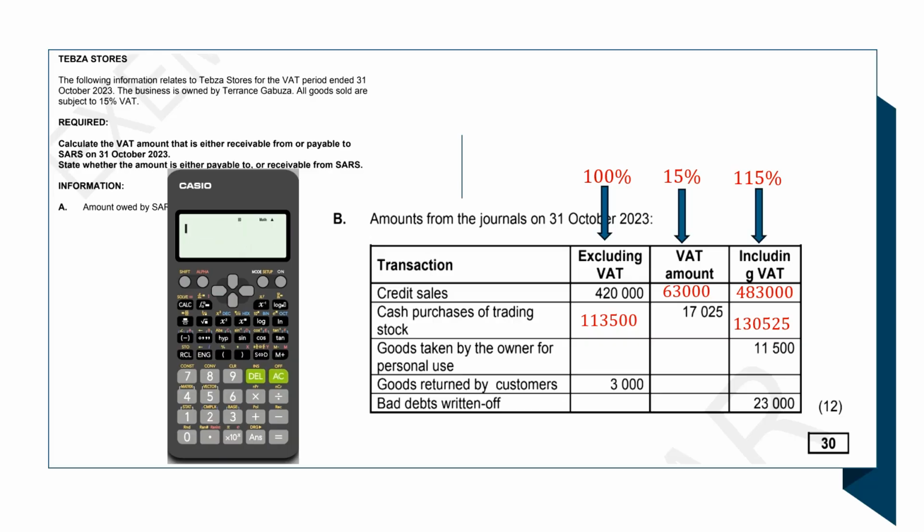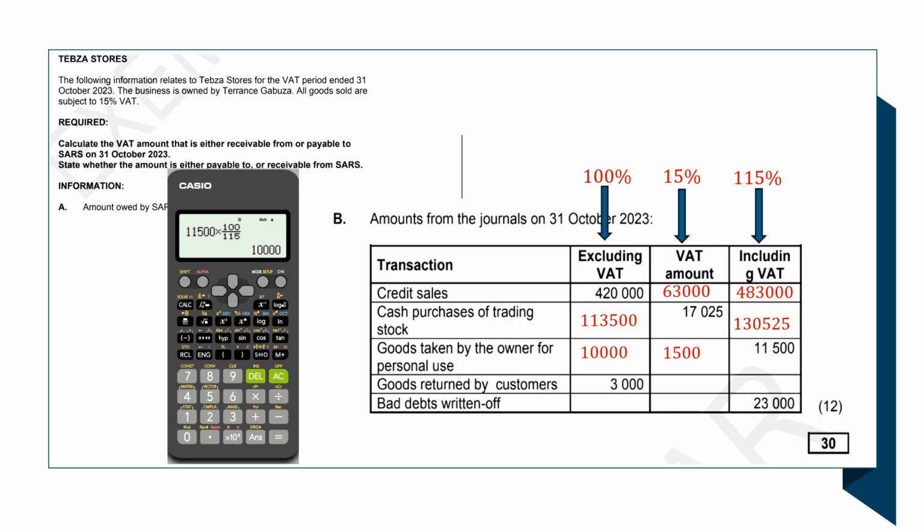So now we are calculating goods taken by owner for personal use. 11,500 times what we want, 15%, over what we have, 115%. So it should be 15 over 115, which gives us 1,500, which is our VAT amount. Now we need to calculate our excluding VAT, where what we want is 100% and what we have is 115, so 100 over 115, which is 10,000.